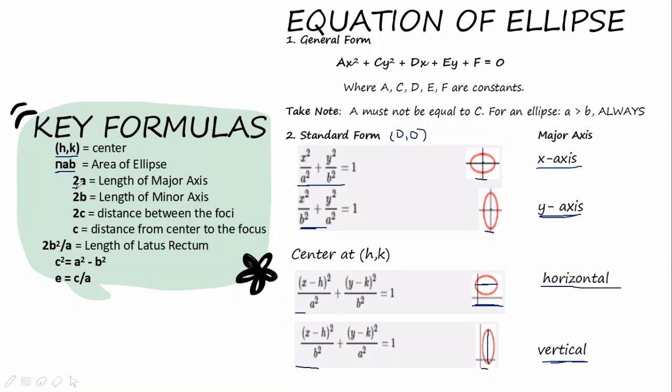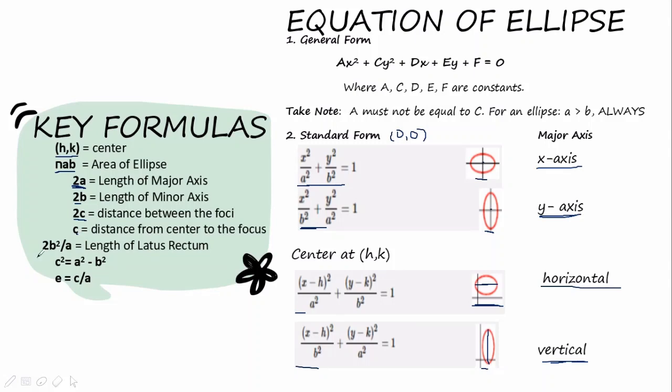Now, let's proceed to the length of the major axis. I've already discussed this earlier. In finding the length of the major axis, or the distance between the vertices, the formula is 2a. Next is 2b, the formula in finding the length of the minor axis, or the distance between the co-vertices. Next formula is 2c. We can use this if we need to find the distance between focus 1 and focus 2, or the distance between the foci. And c is the distance from the center to one focus.